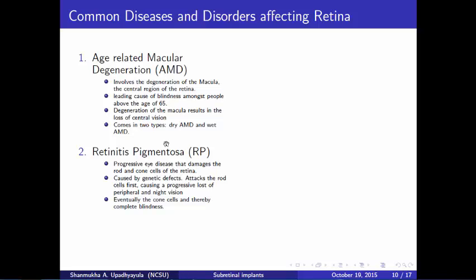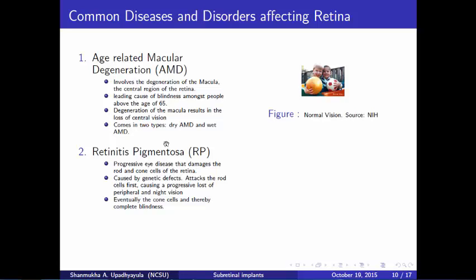The second disease which we are going to talk about is retinitis pigmentosa, which is a progressive eye disease that damages the rod and cone cells of the retina. This is known to be caused by genetic defects. It first attacks the rod cells, causing a progressive loss of peripheral and night vision. Eventually the cone cells are attacked and therefore the person becomes completely blind.